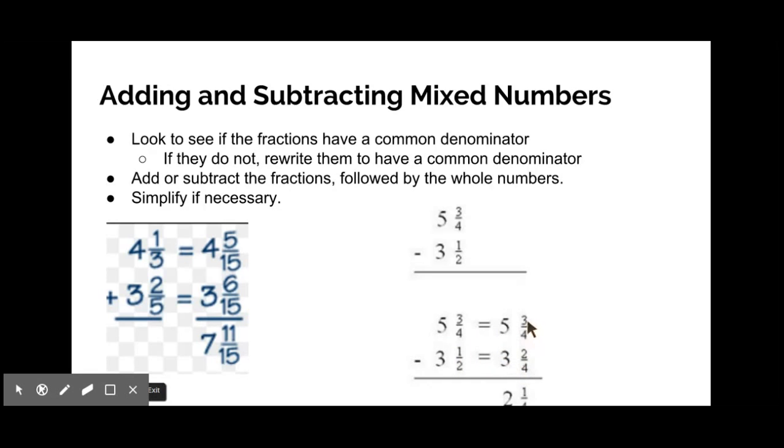Subtract the fractions. 3/4 minus 2/4 equals 1/4, and then subtract the whole numbers. 5 minus 3 will get you 2.